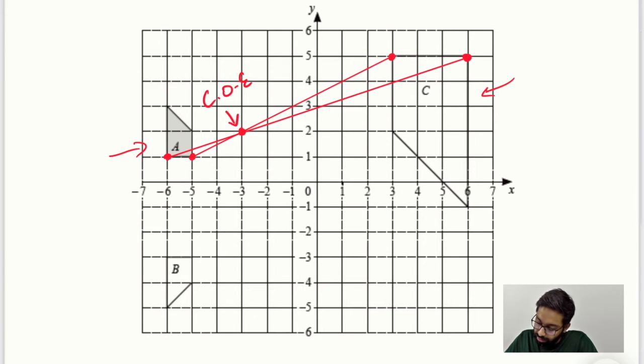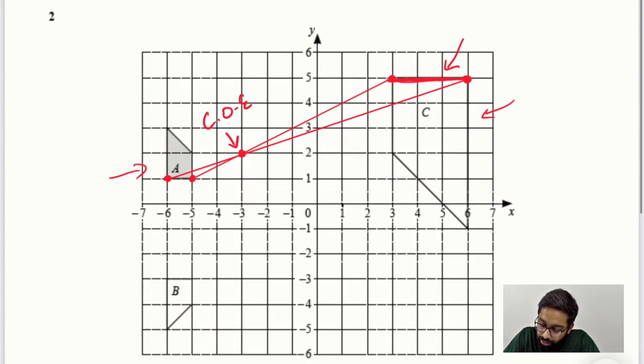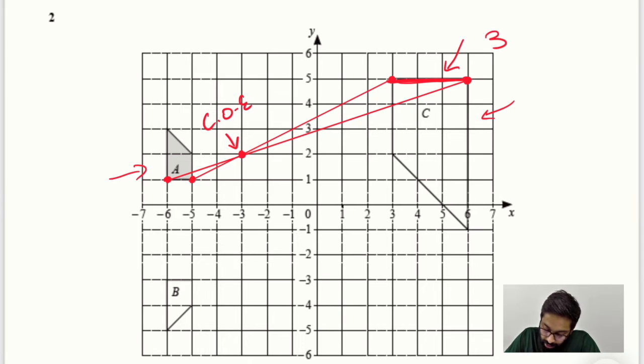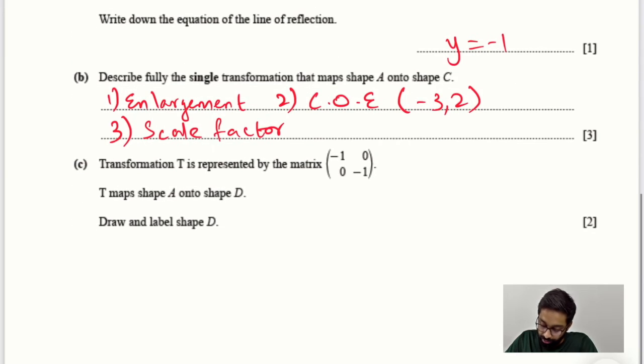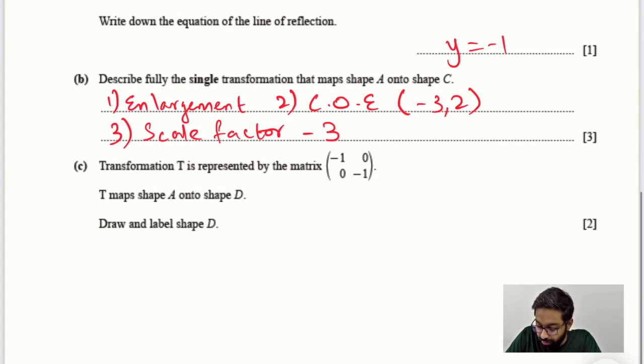How to find the scale factor? Let's look at the length of the two corresponding sides on both of these shapes. So this line over here has 3 units as its length, 3 units. And this line over here has 1 unit as its length. But since A is being flipped and then enlarged, 3 would be divided by negative 1 to get negative 3, which is the scale factor. The negative sign of course appears because this shape is being flipped. So the scale factor is negative 3.